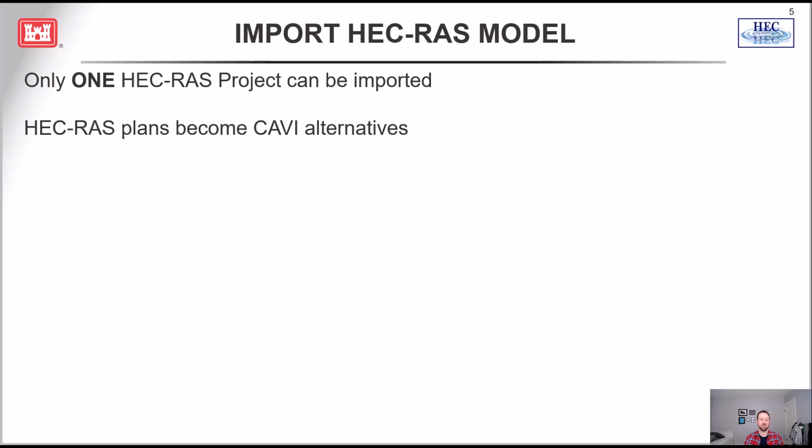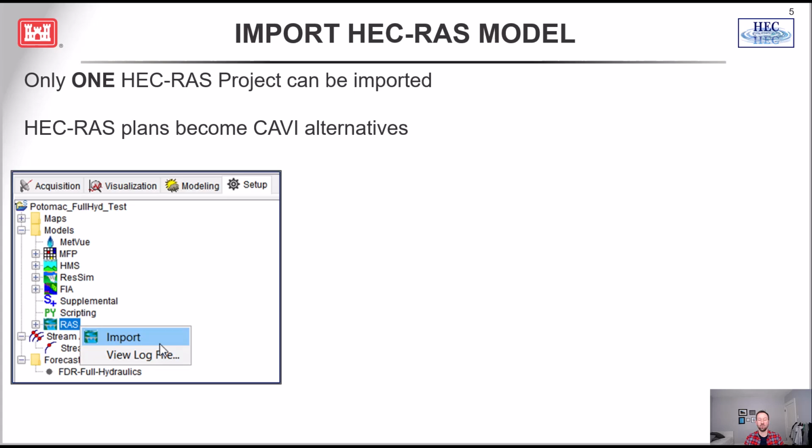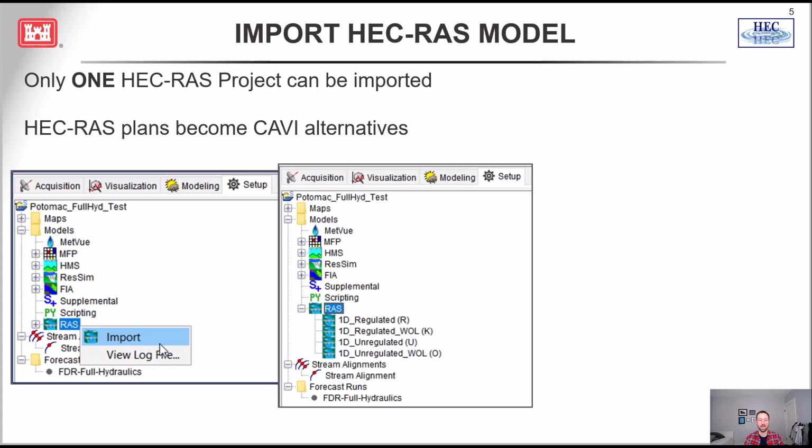So the first step in this process is to import the model into the CAVI. And remember, only one HEC-RAS project can be imported into a CAVI watershed. Each of these plans inside of the HEC-RAS model become alternatives when imported into the CAVI. As you can see in our example here, we have 4 HEC-RAS plans that have become CAVI alternatives once imported.